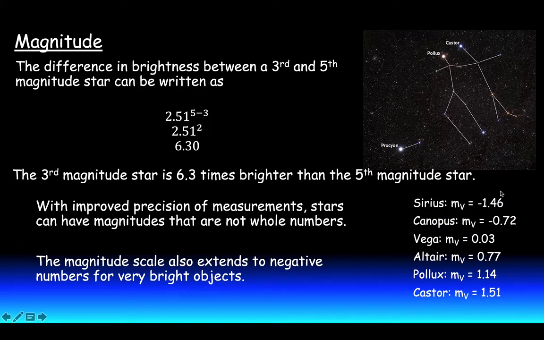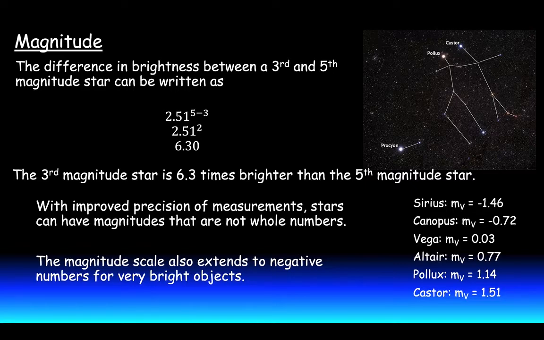So if I look at the brightest star in the sky other than the sun, Sirius has a magnitude of negative 1.46. Vega, the brightest star in the northern hemisphere sky, has a magnitude barely above 0. Castor and Pollux. Castor has a magnitude of 1.51. Pollux has a magnitude of 1.14. So I could plug in any star here to be the dimmer one, any star here to be the brighter one, and find out how many times brighter the brighter star is compared to the dimmer one.